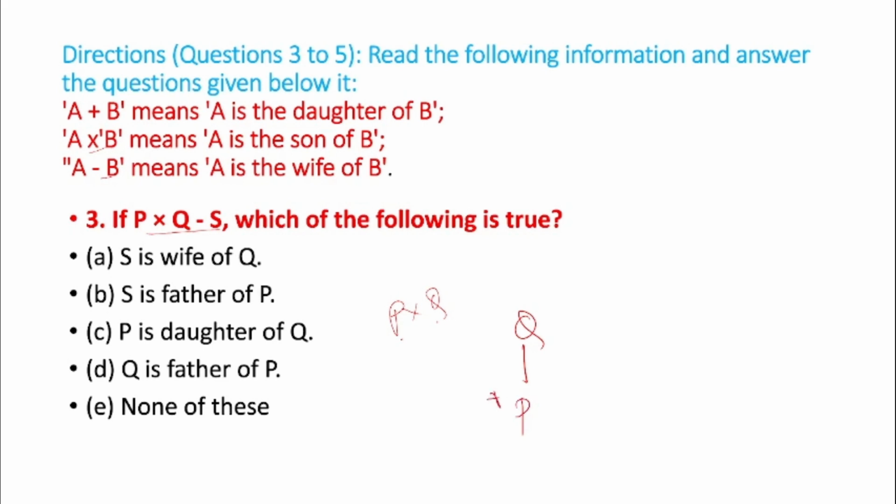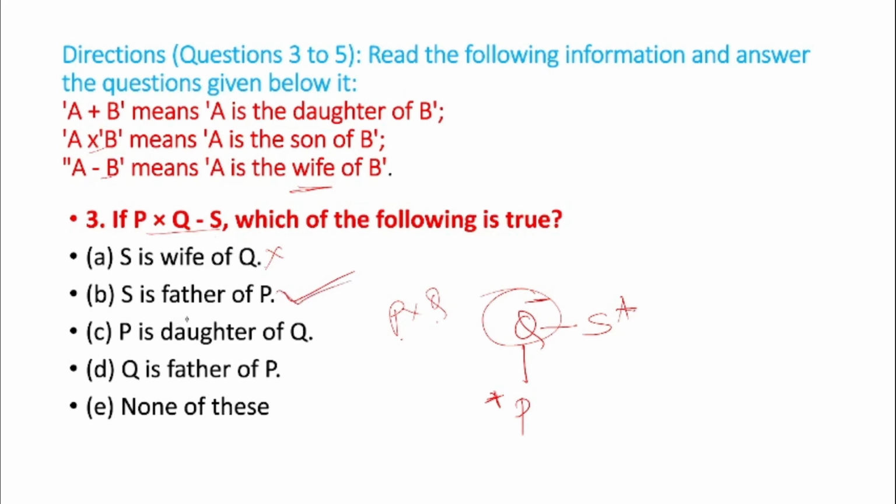We don't know the gender of Q, so let it be null. And Q minus S, minus means wife. So Q is wife of S. So definitely S is going to be male and Q is going to be female because Q is wife. S is wife of Q? No, because S is male, Q is female. S is father of P? Yes, it's right. S is father of P.